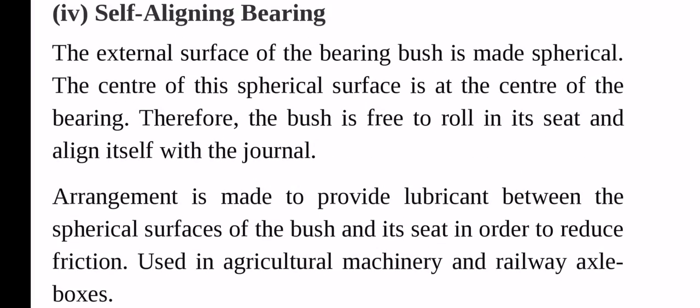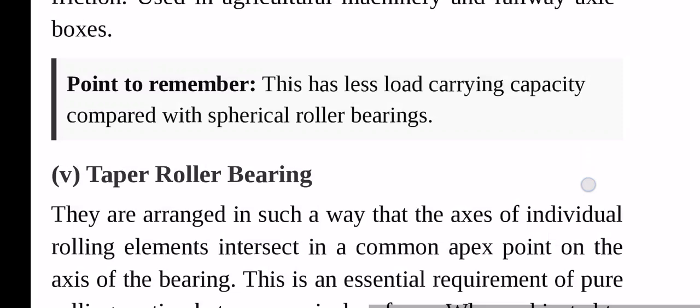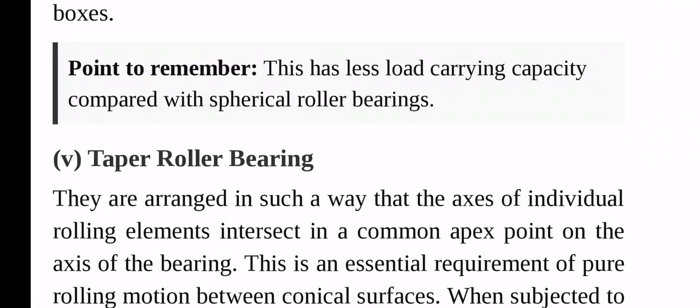Self-aligning bearing. The external surface of the bearing bush is made spherical. The center of the spherical surface is at the center of the bearing. Therefore, the bush is free to roll in its seat and align itself with journal. Arrangement is made to provide lubricant between the spherical surface of the bush and its seat in order to reduce friction. Used in agricultural machinery and railway axle boxes. This has less load carrying capacity compared with spherical roller bearing.